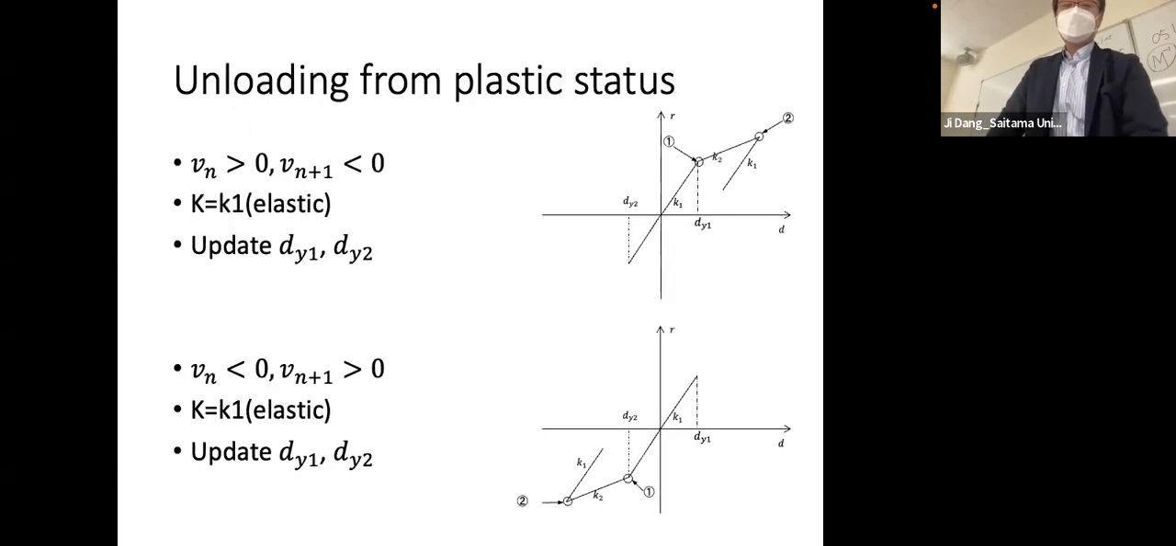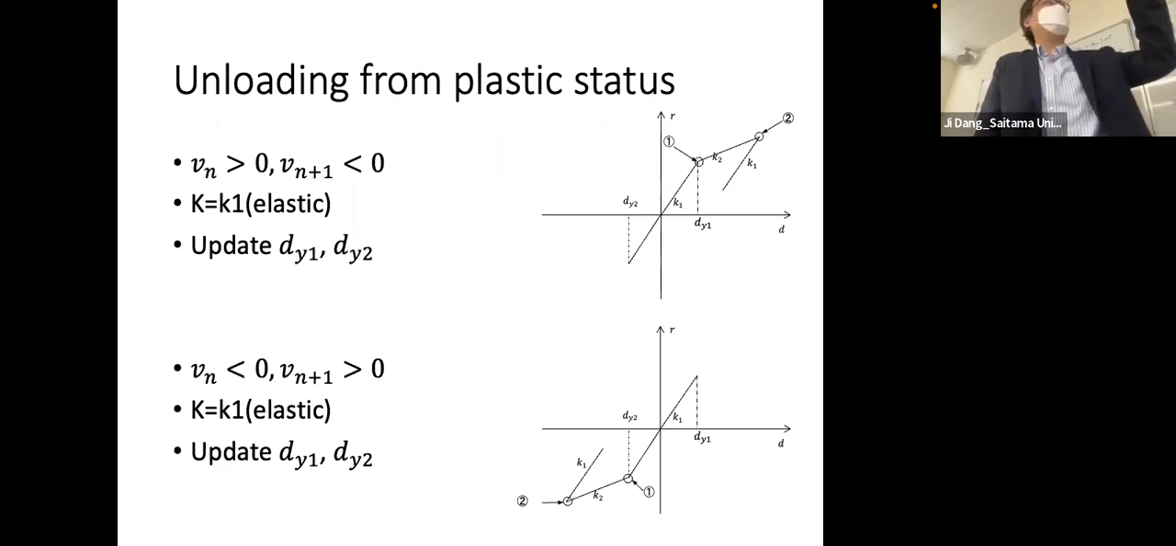So when you're in the plastic status, the velocity shows the loading direction, right? Velocity shows the direction of your movement. Once the last step is positive and the next step is negative, it means that you will return and unloading happens. And K equals elastic again. You change it, K equals elastic again. At this time, you need to update dy1 and dy2. I'll explain how to update them later.